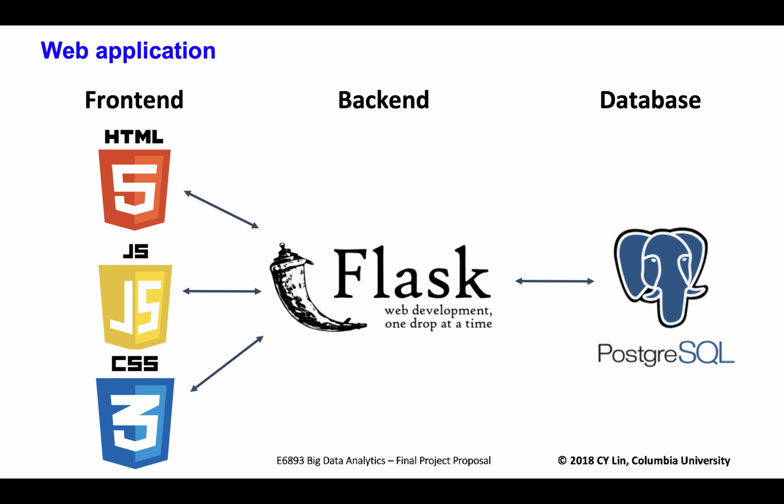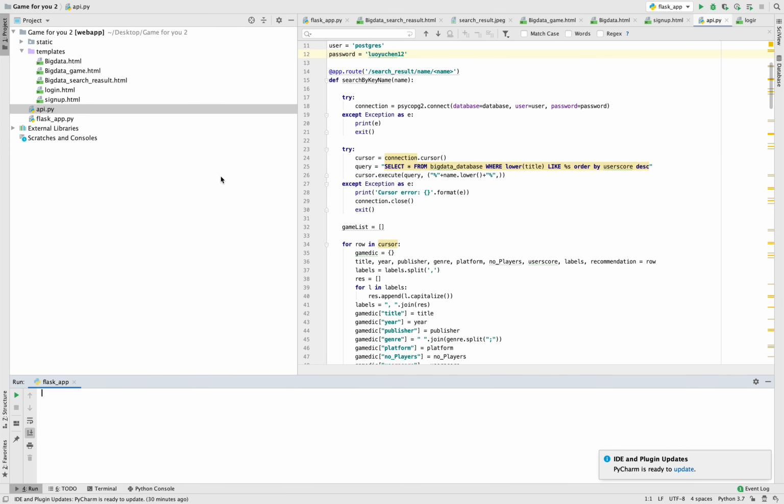Hello everyone, let me introduce the web application part. For the front end, we use HTML, JavaScript, and CSS, and for the backend, we use Flask as our framework to connect the front end and database, and we use PostgreSQL to store our data. And then let me show you our demo.